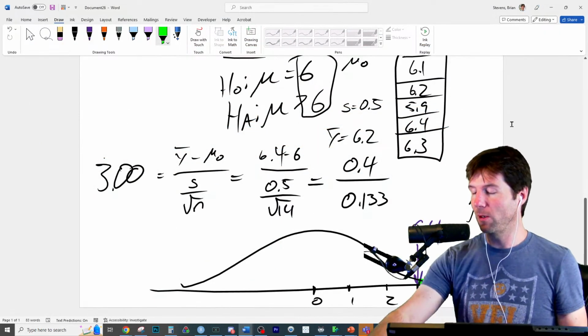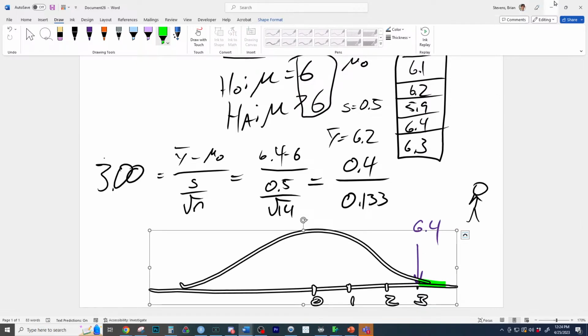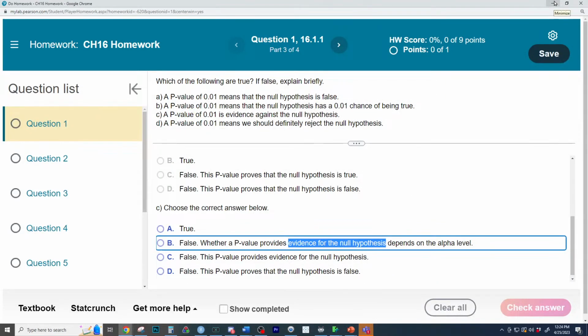So the idea right here is, again, the probability of Brian running a 6.4 minute mile, given he is a 6-minute mile runner, is very unlikely, i.e. the p-value, which means we have evidence against the null. We have reason to believe that Brian's time is actually greater than 6 minutes because what we're seeing is unlikely given the null is true. So it always goes by the assumption the null is true, and it talks about the probability of your observed results given the null is true or a result more extreme. Really good understanding of what a p-value is right there.